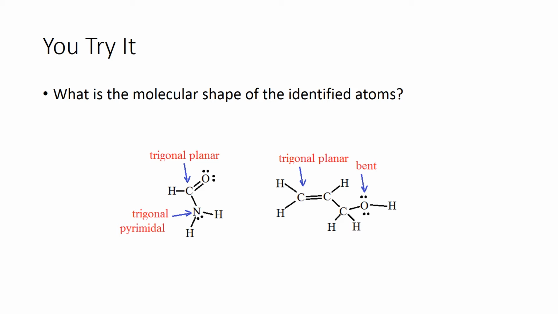If I look at this carbon, no non-bonding pairs, so both the electron geometry and the molecular shape are trigonal planar. But if I look at the oxygen, it's a tetrahedral electron geometry, but a bent molecular shape.